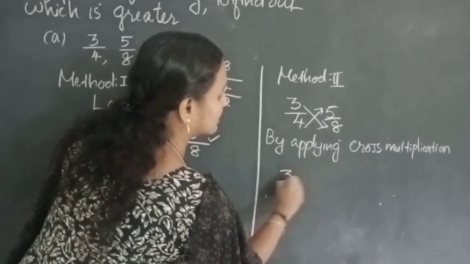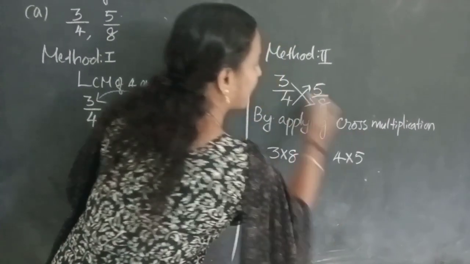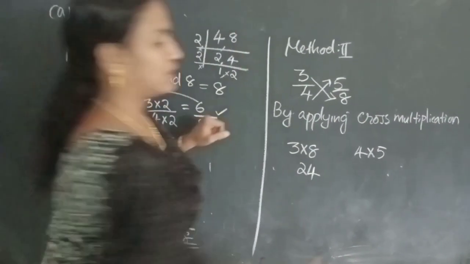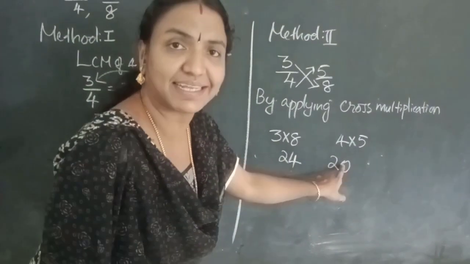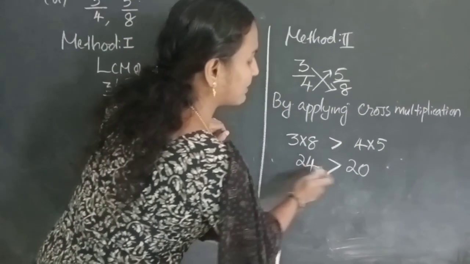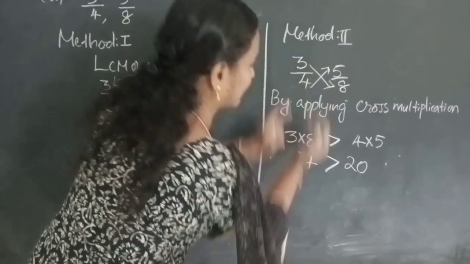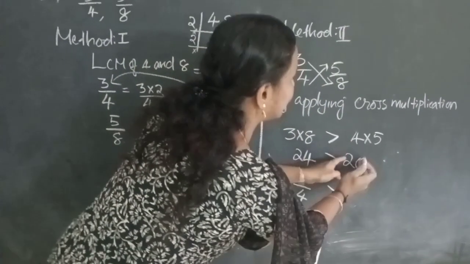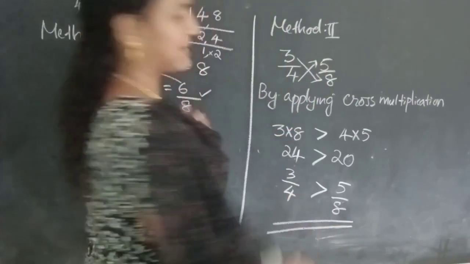Cross multiplication: 3 into 8, here 4 into 5. 3 8s are 24. 4 5s are 20. By comparing 24 and 20, which is greater? 24 is greater. 24 means 3 into 8, so this side fraction 3 by 4 is greater than this side fraction 5 by 8. The answers are same.